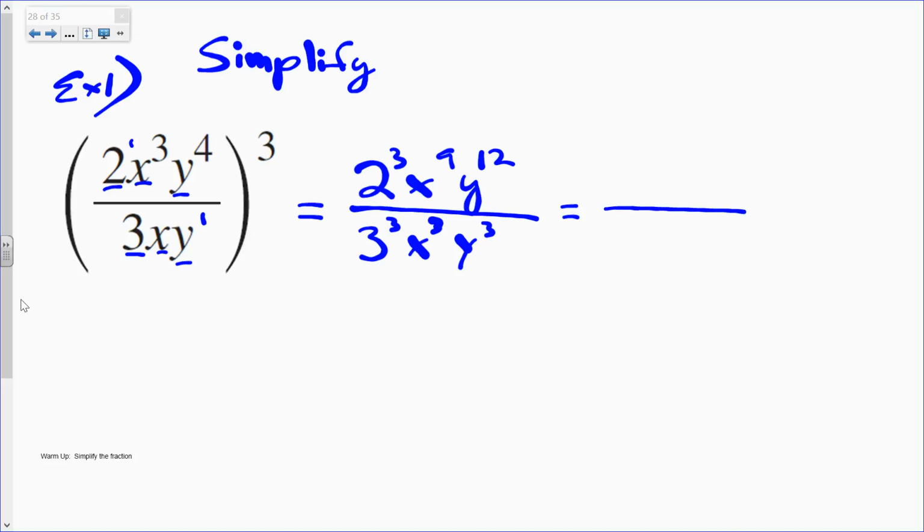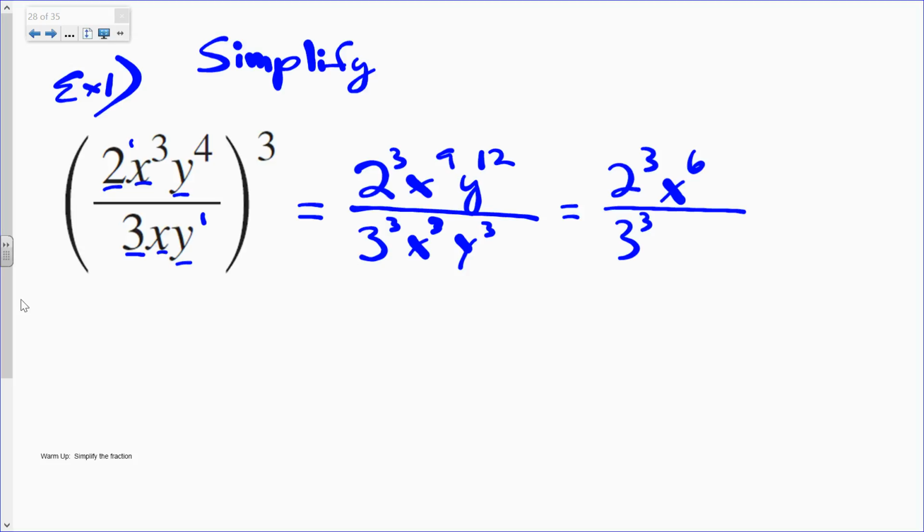So let me rewrite everything. 2 to the 3rd power, 3 to the 3rd power, x to the 6th power. Put that on the numerator. See that? So x to the 9th divided by x to the 3rd became x to the 6th. I subtracted the two exponents. So far so good?